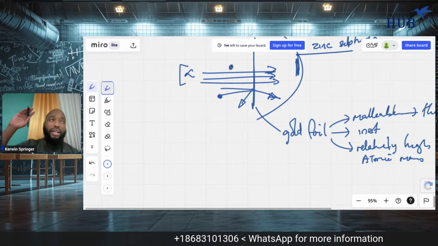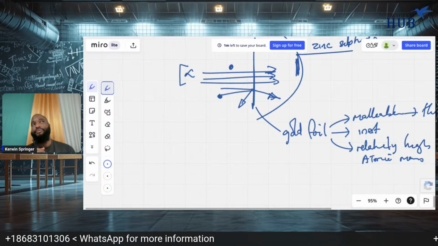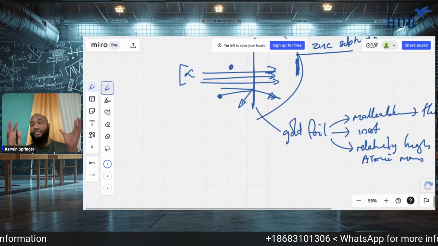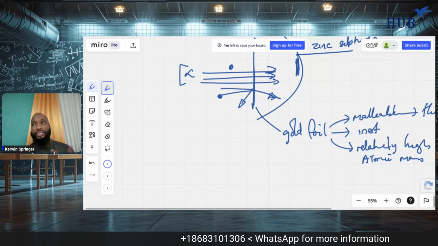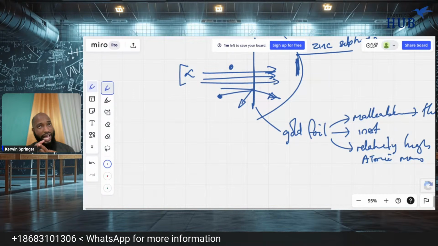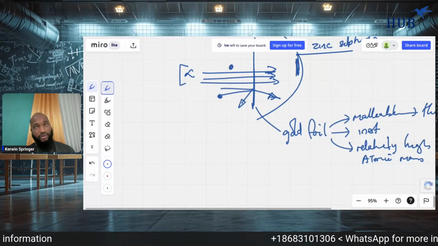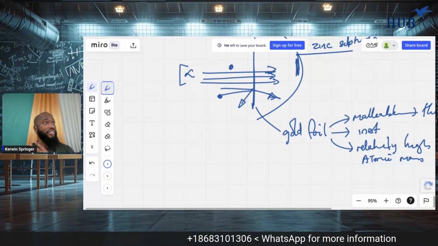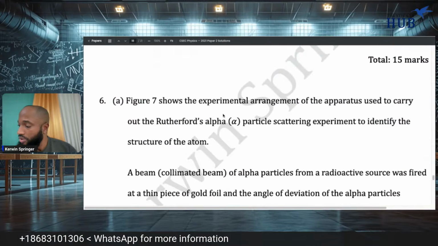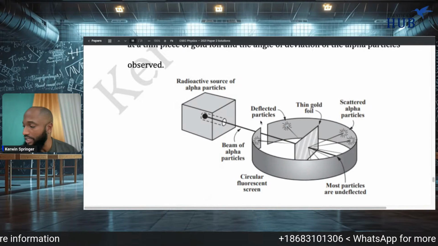What does it mean that most go straight through? Other than Ariana. Most of the atom is empty space. And some are reflected, what does that mean? And three things you have to say about the nucleus. Yes, very good. Small, dense, and positively charged. Right? So here you go. Alpha source. So small, dense, and positively charged.